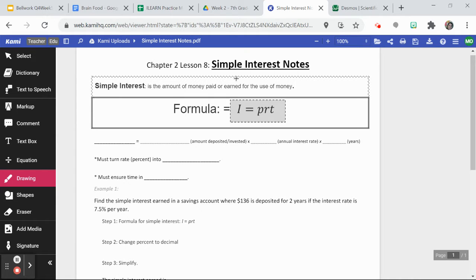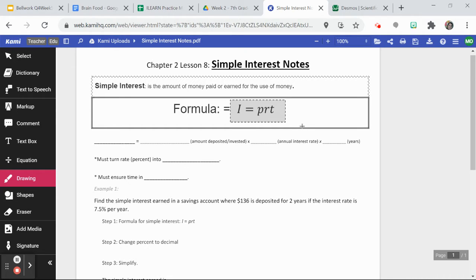All right, so simple interest. Simple interest is the amount of money paid or earned for the use of money. So basically, think of when you're borrowing, you get charged interest for this. We have a formula: I equals PRT, and each of these letters represents something.